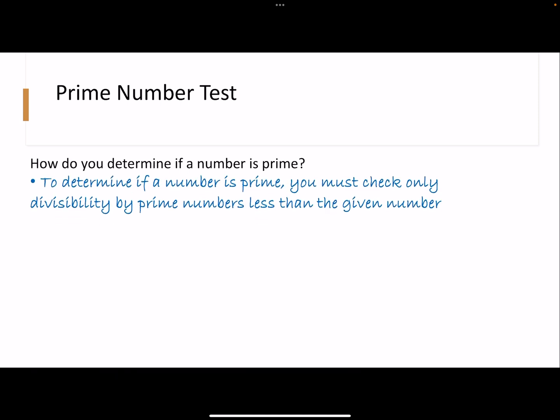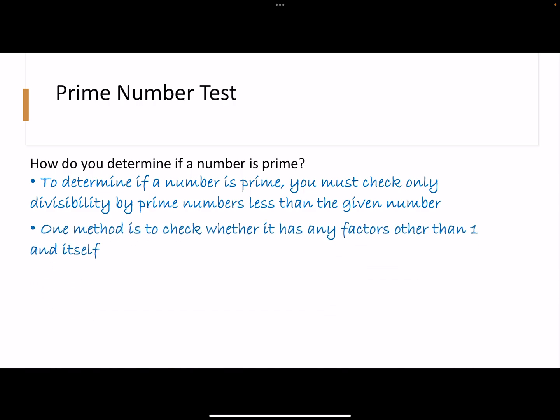One way to determine if a number is prime is to check the divisibility of every prime number less than the given number. So if I wanted to determine if the number 15 is prime, and we will do this in a minute, then I would look at all the prime numbers less than 15, and I would check my divisibility rules that you learned in the previous lesson to see if it had any other factors. That's one way that you can test if a number is prime.